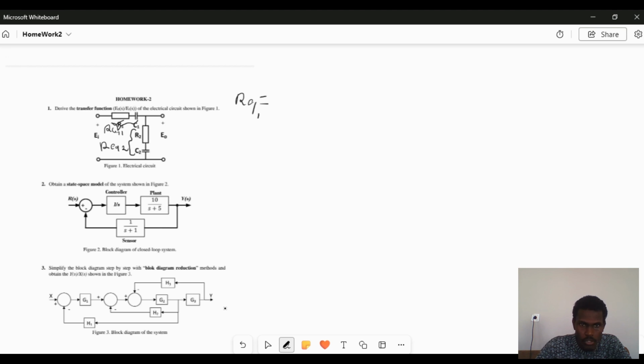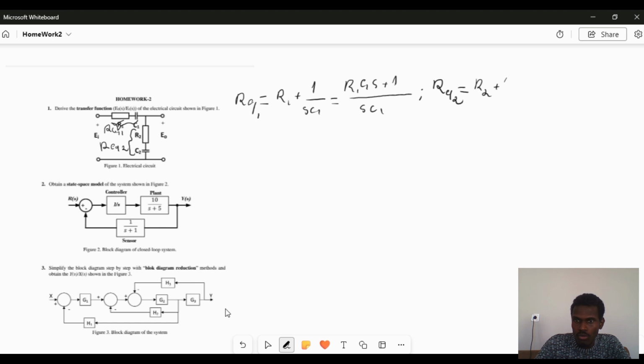R equivalent 1 is equal to R1 plus 1 over SC1, which is equal to (R1 C1 S plus 1) over SC1, and R equivalent 2 is equal to R2 plus 1 over SC2. So we can say this is also equal to (R2 C2 S plus 1) over SC2.